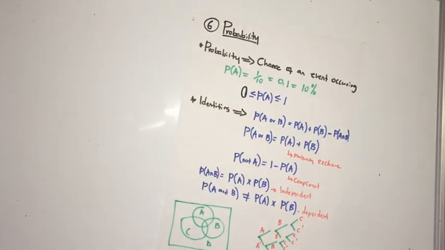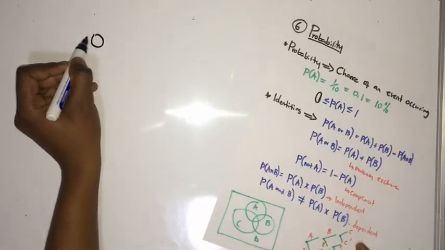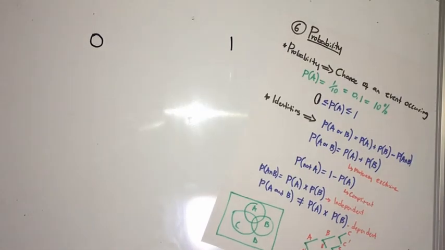All right. So basically, 0 means it's very unlikely that it will happen, and 1 means it's very likely that it will happen.